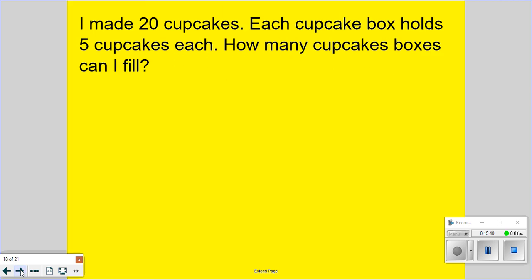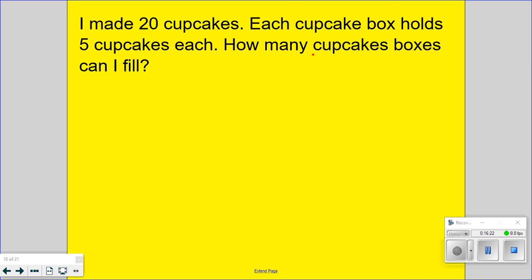I made 20 cupcakes. Each cupcake box holds 5 cupcakes each. How many cupcake boxes can I fill? Think about what my unit is. What am I counting? Bryson, turn around. What am I counting? I see lots of hands. You know how to figure out what I'm counting. Madison, what am I counting? No, I am not counting cupcakes. I am counting cupcake boxes.